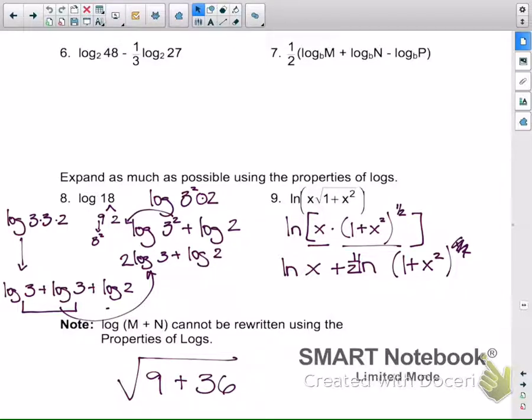So the 1/2 goes out front, but that's the last thing that you can do. You can't split up the 1 plus x squared. It stays that way. It's as far as it goes. Okay? And again, that's the whole purpose of doing this, is calculus stuff, so that you can take the derivative of separate pieces. I'm going to put homework on the board in just a second.